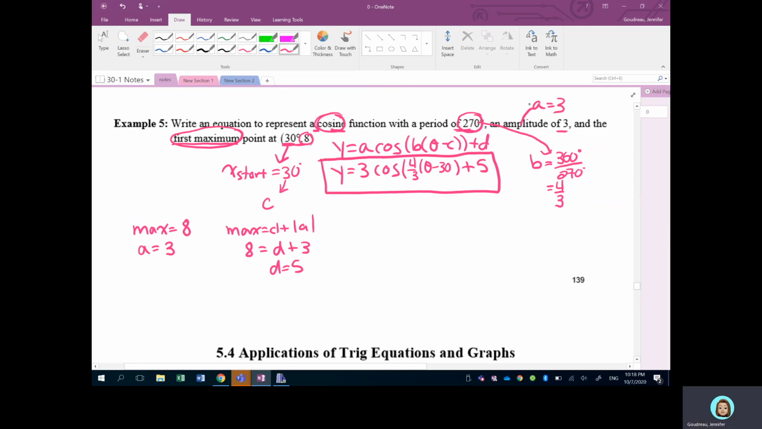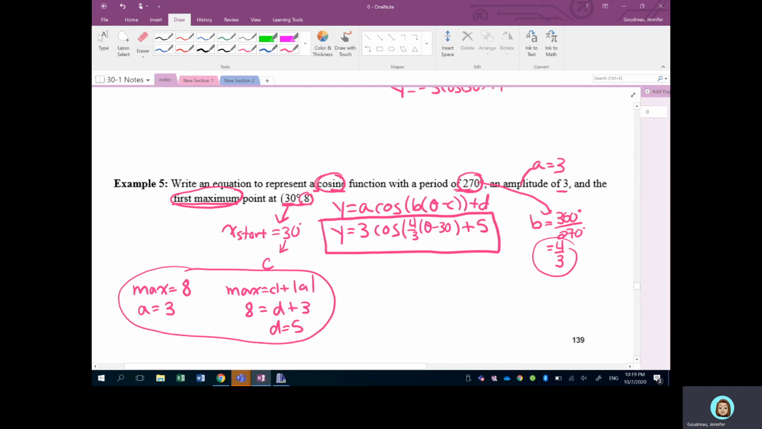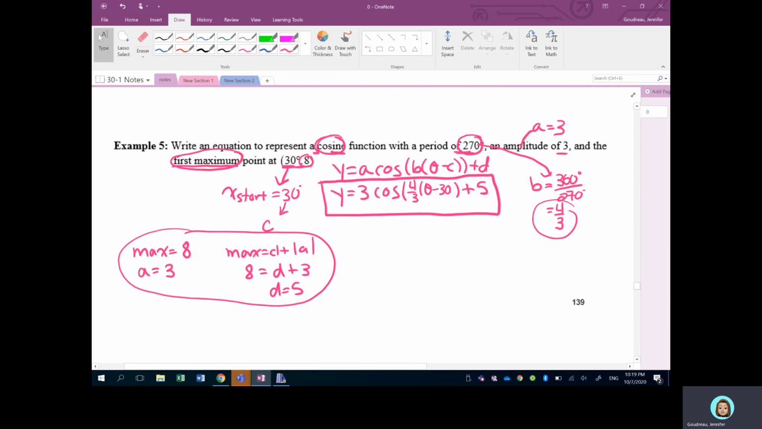So amplitude we were given, that's A. We were given the period, so we can calculate B. We were given just one coordinate point on the graph, but because it was the first coordinate point, we recognize that that's our x start, so our C value, and then using one of our formulas, we can find the D value. So that is our transformations of trig functions. Next, we will be looking at trig applications.